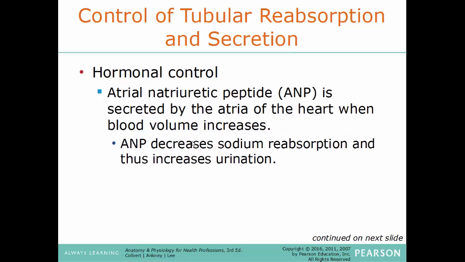Another hormone, ANP, atrial natriuretic peptide. This is secreted by the atria of the heart when blood volume increases. Now, ANP will decrease sodium reabsorption and thus increase urination. Whenever there's too much blood volume, that's going to make the heart work more. So the heart atria will secrete this hormone to tell the kidneys to produce more urine to reduce the blood volume, which will lower blood pressure.